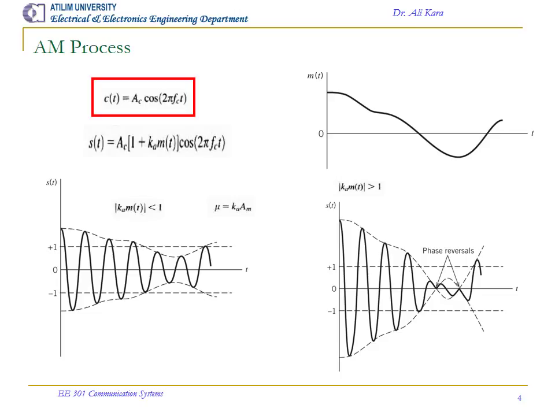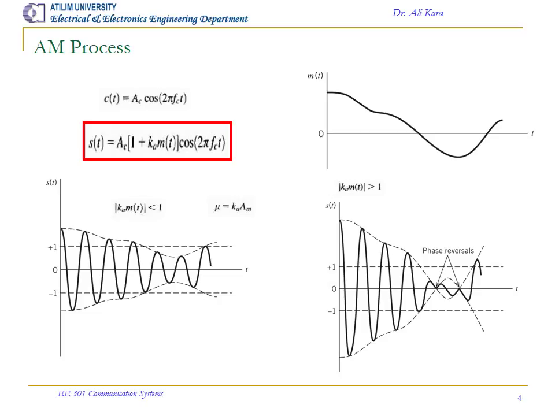Consider a sinusoidal carrier wave c of t defined by A_c cosine 2 pi f_c t. A_c is the carrier amplitude, and f_c is the carrier frequency. An amplitude modulated (AM) wave may thus be described in its most general form as a function of time as follows: s of t is equal to A_c times (1 plus k_a m of t) times cosine 2 pi f_c t. m of t denotes the baseband signal, the message. k_a is a constant called the amplitude sensitivity.